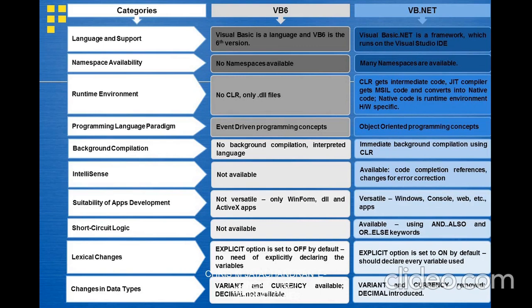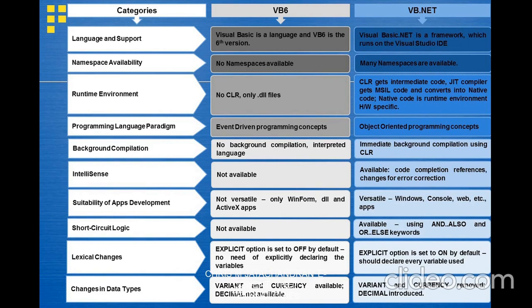Let us revisit them very quickly. The first one was namespaces availability. The second one, runtime environment. The third one, programming language paradigm. The fourth one, background compilation. The fifth one, availability of IntelliSense. The sixth one, suitability of app development. The seventh one, short circuit logic. The eighth one, lexical changes and data type changes.